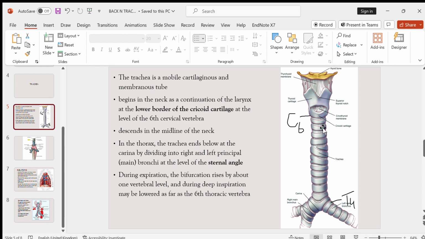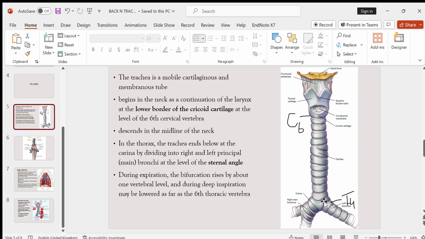The extent of trachea is such that it starts from the cricoid cartilage. This ring-shaped cartilage is the cricoid cartilage, which lies at the level of cervical 6 vertebra, and it goes down in the midline and it bifurcates at the level of thoracic 4 vertebra. This point of bifurcation is called the carina.